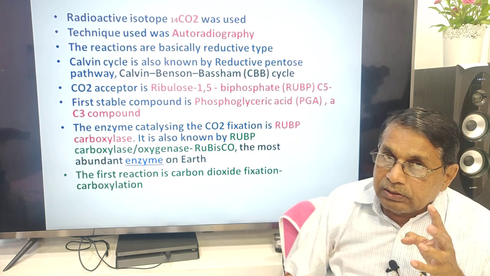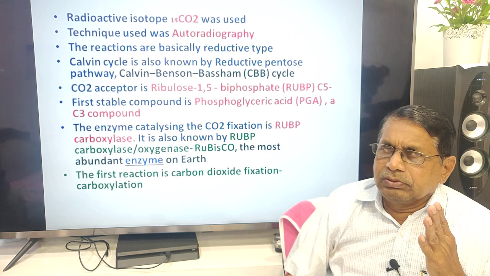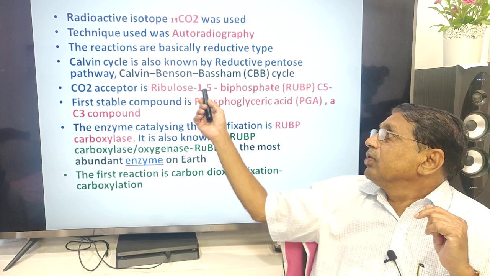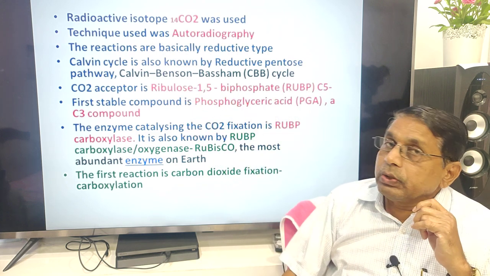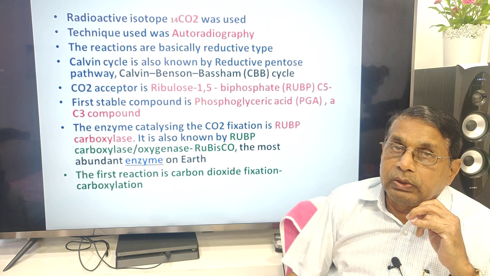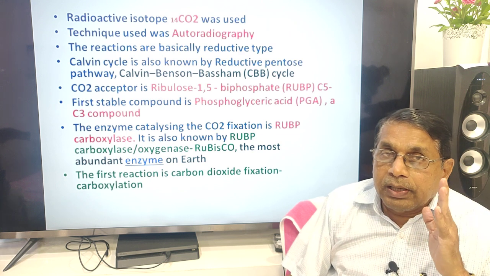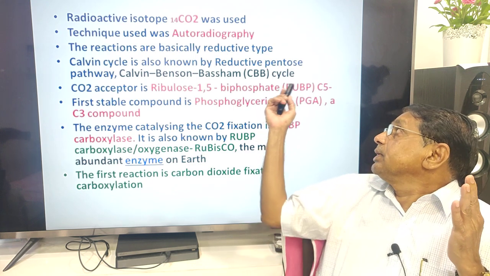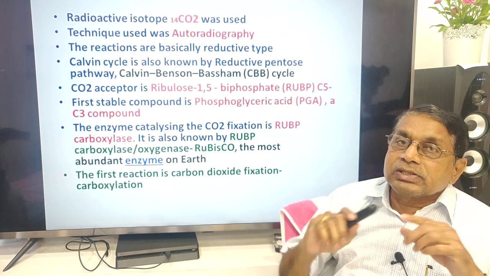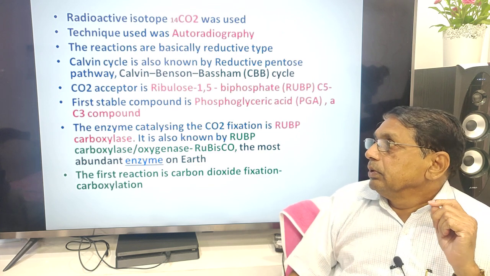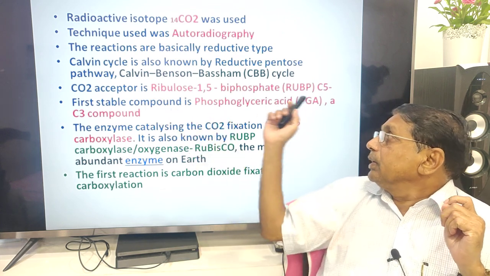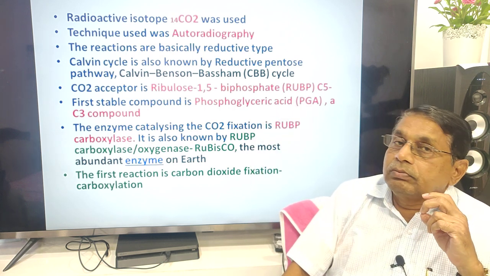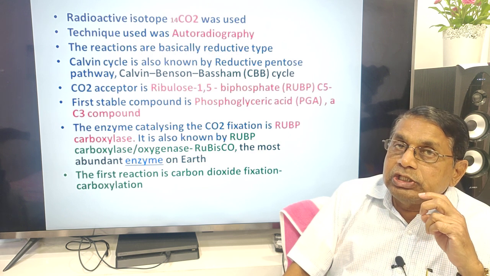In this cycle, first CO2 is accepted by ribulose 1,5-bisphosphate, commonly known as RuBP. The carbon dioxide acceptor is RuBP, a C5 compound. It consists of 5 carbons. The first stable compound is phosphoglyceric acid, PGA.